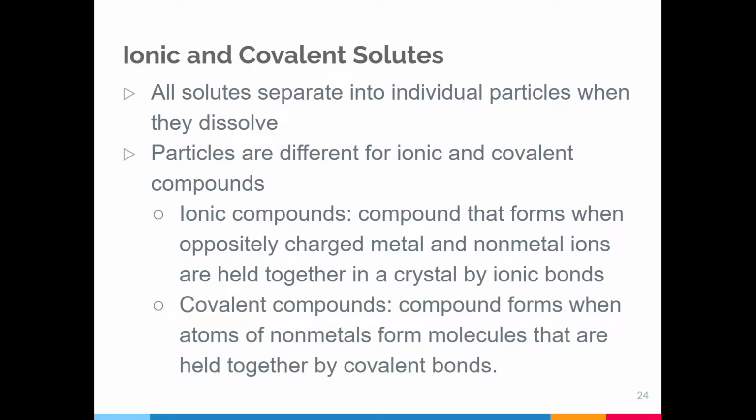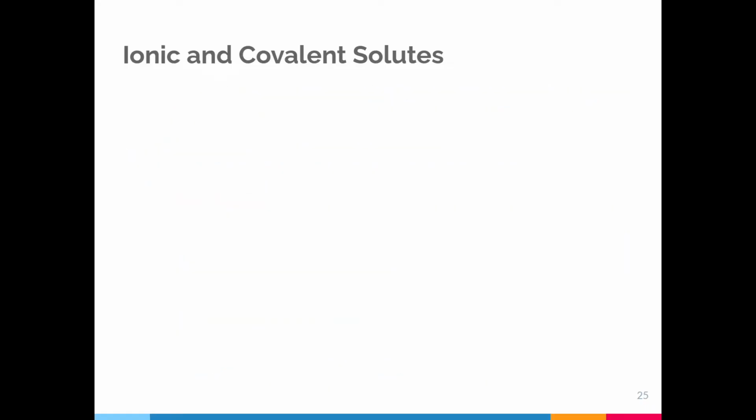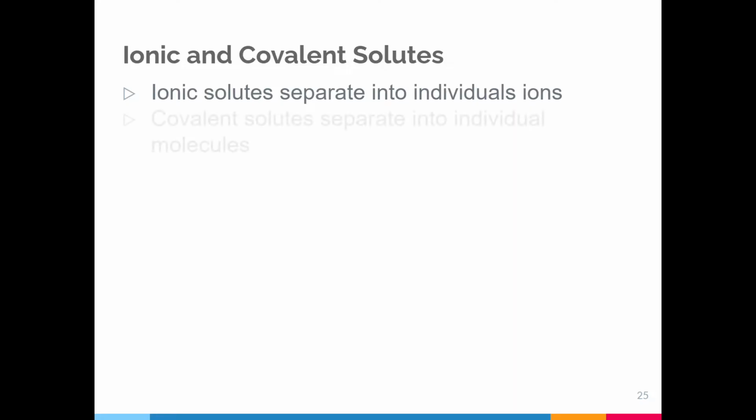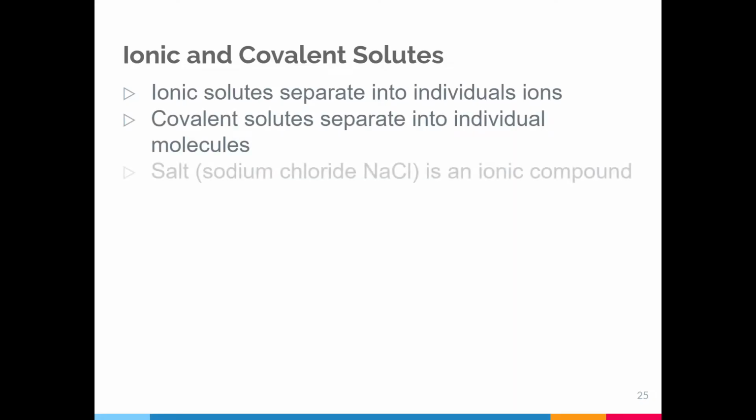Covalent compounds form when atoms of nonmetals form molecules that are held together by covalent bonds. Covalent bonds are the sharing of electrons. So there's really no charge differential. There's no electrostatic force, where you have a positive and a negative that stick to each other like magnets. It's more along the lines of sharing these electrons, kind of like holding hands. Ionic solutes will separate into individual ions, whereas covalent solutes separate into individual molecules.